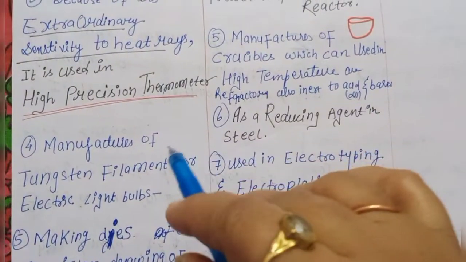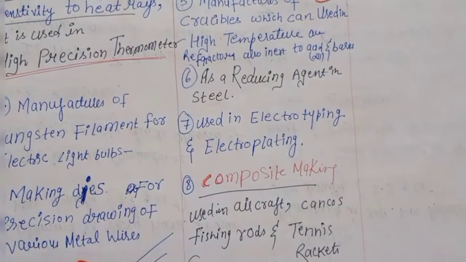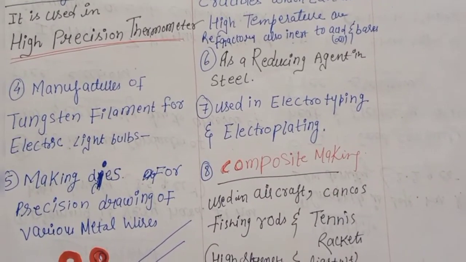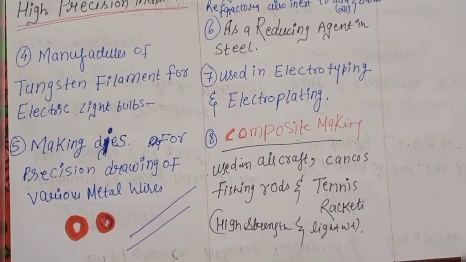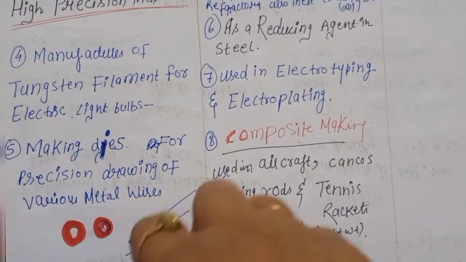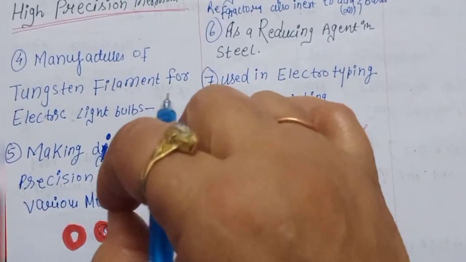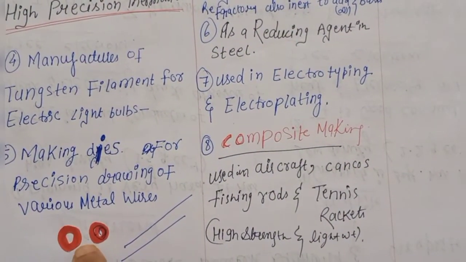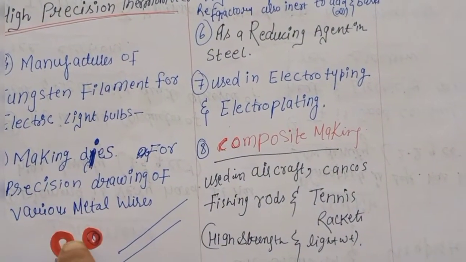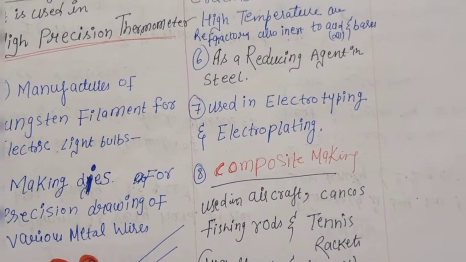It is also used for the manufacture of tungsten filaments for electric light bulbs. Then it is used for making dies for the precision drawing of various metal wires. Means when you need to make wires of a particular thickness or thinness, we make this type of structure from diamonds, and the wires can be drawn easily.